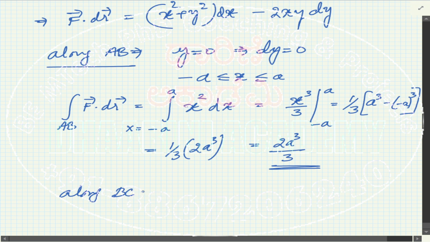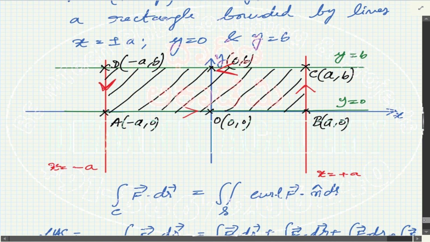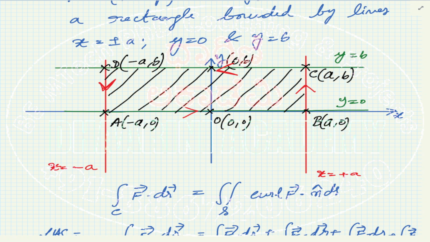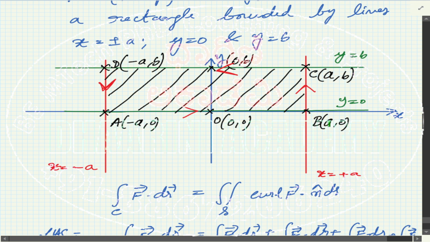Along BC. Okay, now let's go back and check. So along BC, you can see that the value of x is fixed. X is equal to a, and I can also see that the value of y varies from 0 to b, correct? So this is the point which I am highlighting.